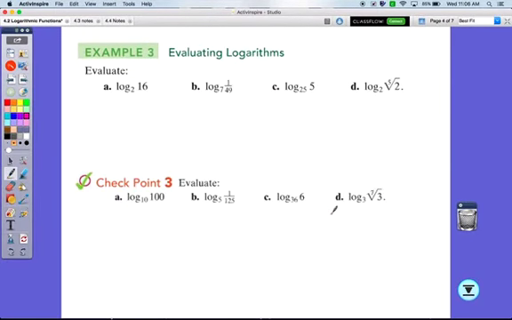All right, now evaluating logs. Some of the other sections are going to show other ways to evaluate these using properties of logarithms, which we'll learn. But to start off, we have to remember that the answer to a logarithm is an exponent. The answer to a logarithm is an exponent.